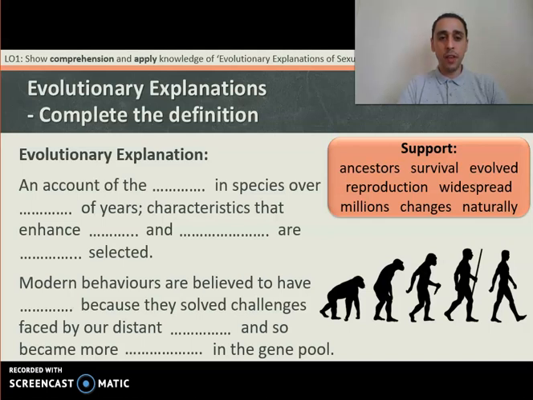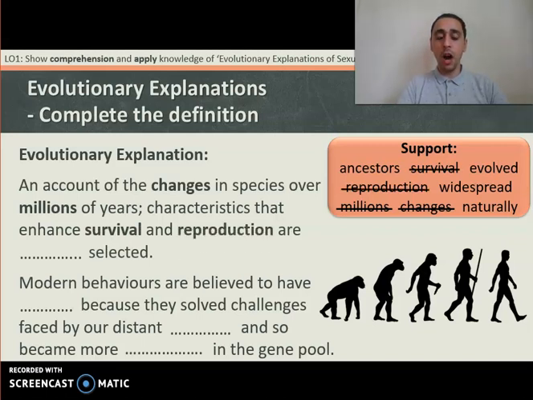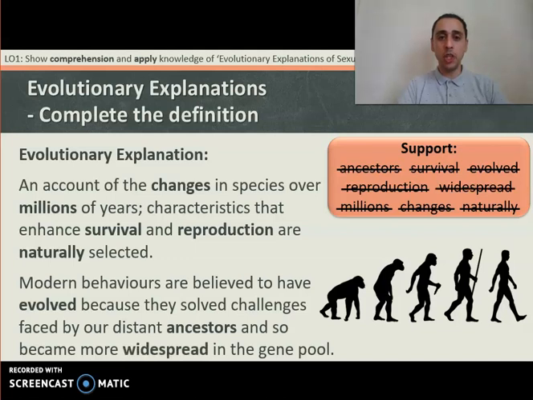An account of the changes in species over millions of years. Characteristics that enhance survival and reproduction are naturally selected. Modern behaviors are believed to have evolved because they solved challenges faced by our distant ancestors and so became more widespread in the gene pool.